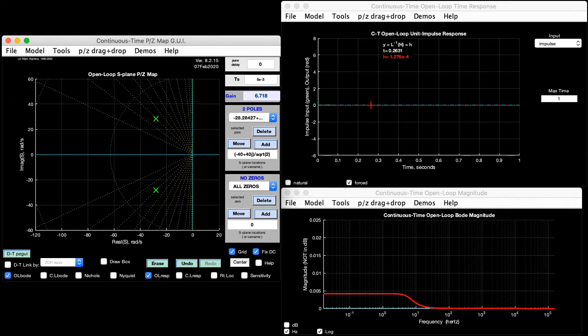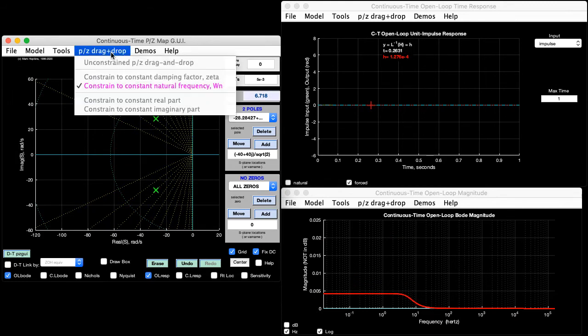The last game I want to play with this PZ GUI is I want to switch to constrain to a constant damping factor. So I've set zeta to 1 over square root of 2. That's that little transition point where you start to get a resonance bump in the frequency domain. And incidentally, if you build a filter like this with zeta equals 1 over square root of 2, you would call that a 2-pole Butterworth filter.